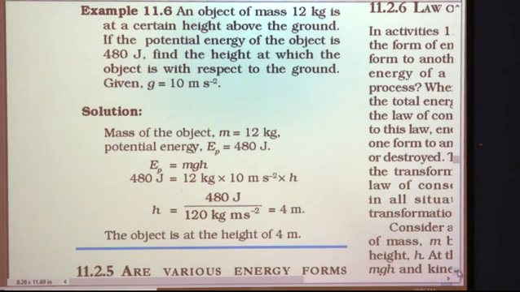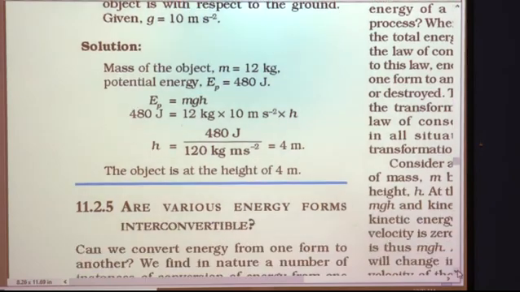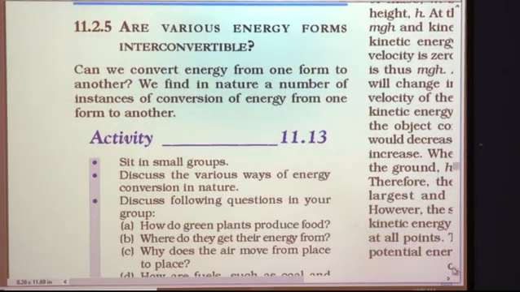After discussing potential energy, let us move to the next part of the chapter: are various energy forms interconvertible? You know that we can convert one form of energy into another. Let us see with the help of activities. Can we convert energy from one form to another? Yes. We find in nature a number of instances of conversion of energy from one form to another form, isn't it? By using one form of energy we can convert it into another form. Let us see with the help of activities.